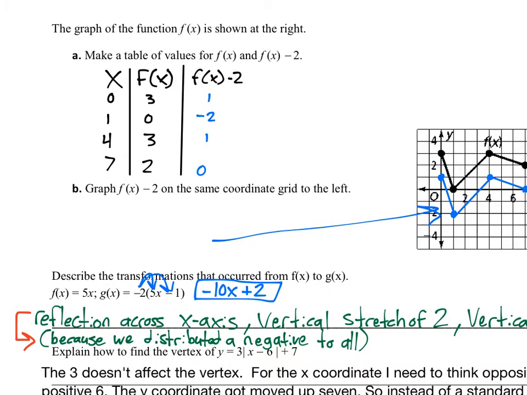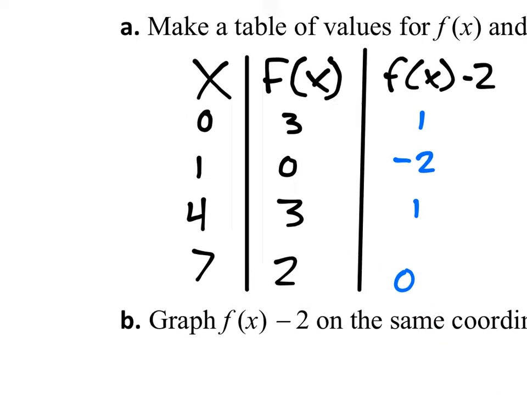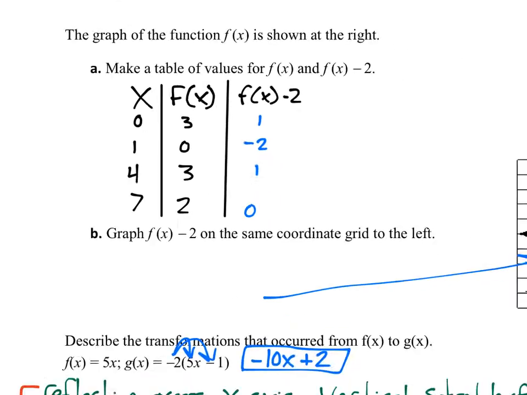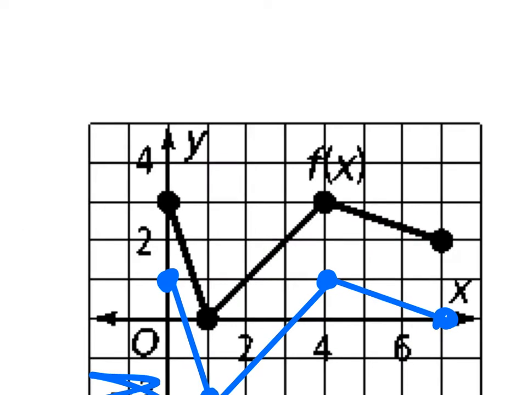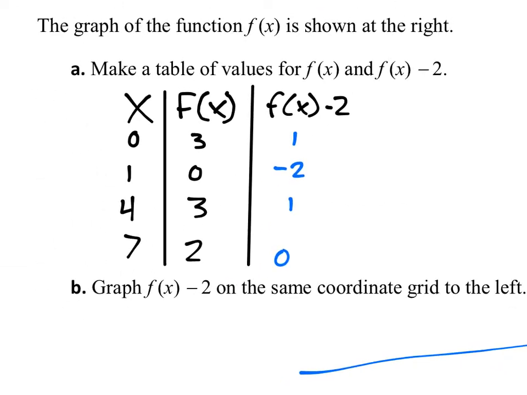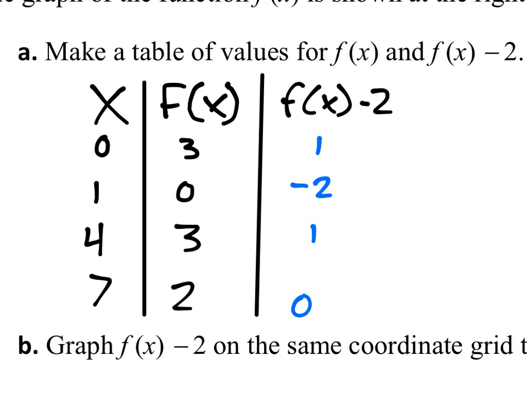All right, the graph of the function f of x is shown to the right. Make a table of values for f of x and f of x minus 2. So this column of coordinate points here matches up with the f of x, the black equation. When it says f of x minus 2, that means I'm shifting down 2 units, which means my x's will be unaffected. All we're doing is shifting my y values down 2.